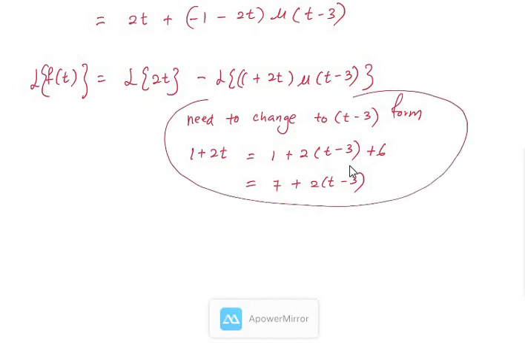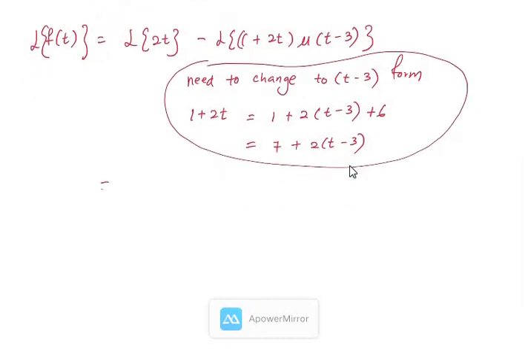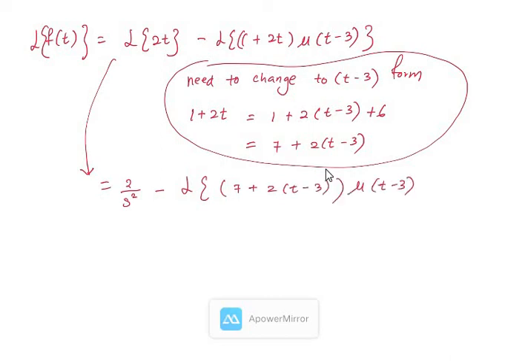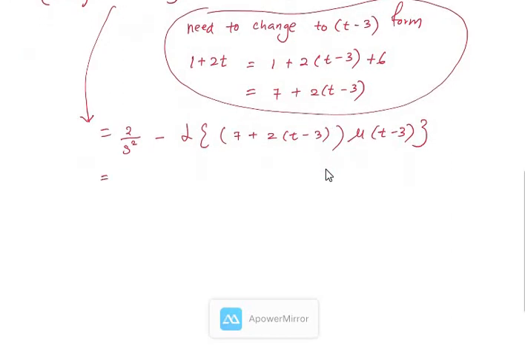Okay, so therefore, we continue again with the Laplace transform of 2t. I take out the 2, it is a constant. Laplace transform of t, I get 1 over s squared, minus the Laplace transform of these whole things, 7 plus 2t minus 3, unit step t minus 3. So this is equivalent to 2 over s squared minus 7, the constant. I take out the constant.